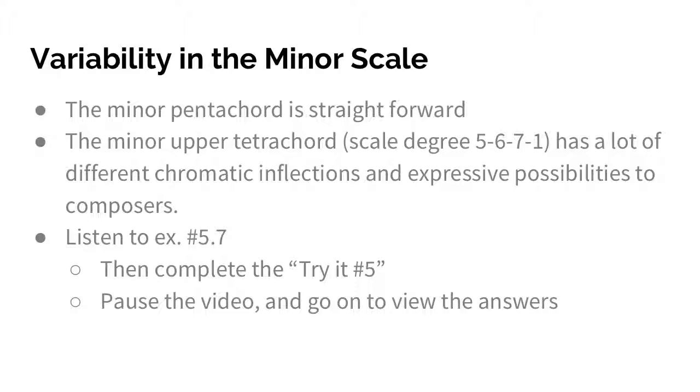So let's talk about the minor scale a little bit more. We just talked about the minor pentachord, which is do, re, mi, fa, sol, which doesn't ever change in any minor key. However, the minor upper tetrachord, which is scale degrees 5, 6, 7, and 8 or 1, has a lot of different chromatic inflections and expressive possibilities for composers, which means that it changes a lot depending on how the composer wants to use it.